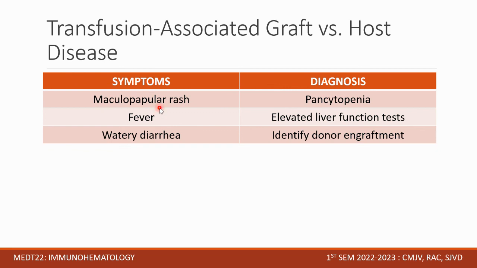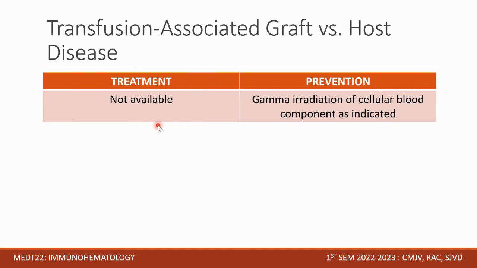So we have, okay. For the symptoms, you can have maculopapular rash. You have fever, watery diarrhea. And then for the diagnosis, we can see pancytopenia, elevated ang liver function tests, and we can also identify donor engraftment. For the treatment, there are no treatments available, but we can prevent it by using gamma irradiated blood component.